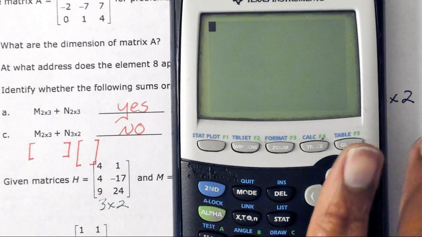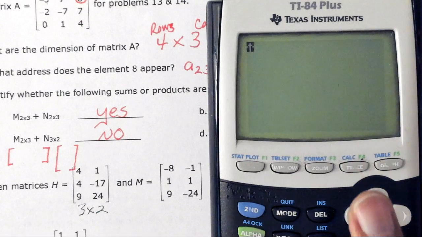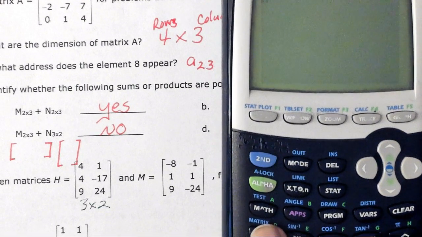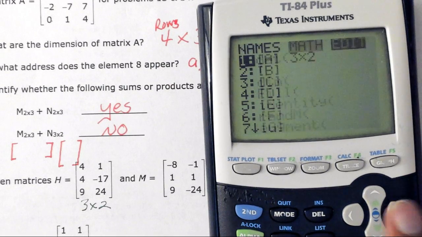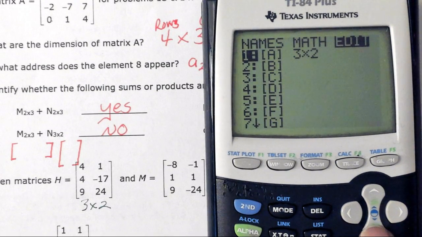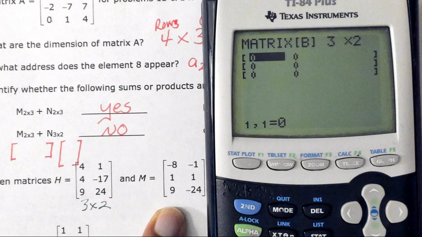Now let's go enter our second matrix. I'm going to follow the same process. Second, I press the matrix button, I go over to edit, and this time I need to place it into the second matrix. So I'm going to go down and select B. I'm going to enter my dimensions. Again, it is a 3 by 2 matrix. Because the dimensions are the same, I can add them. Enter my entries.